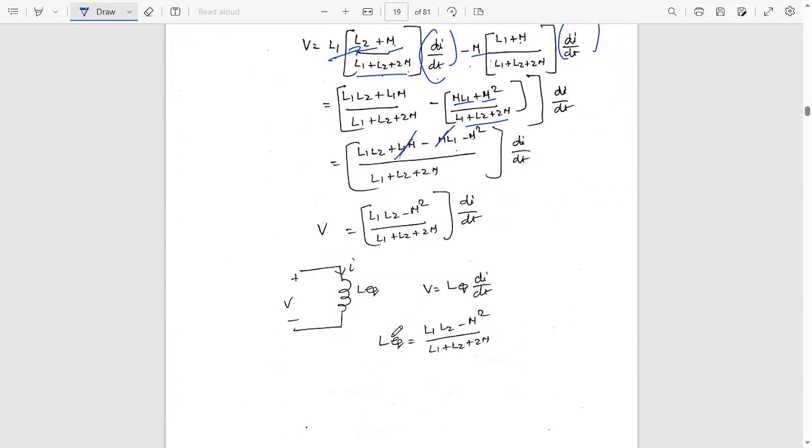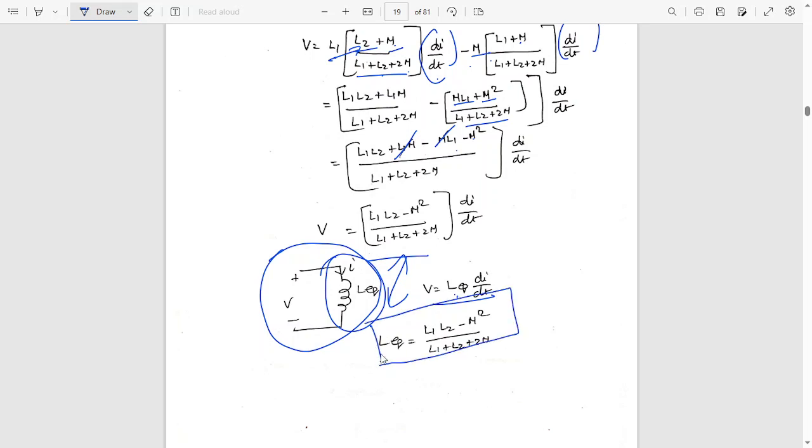So I am comparing with this equivalent circuit. If I have multiple inductors and I find the equivalent inductance, I will draw it like this, L equivalent. If I want to write the voltage across this, it will be written as V equal to L equivalent di by dt. Instead of L equivalent, what we have here is L1 L2 minus M square by L1 plus L2 plus 2M. So that is the L equivalent formula for parallel opposing connection.